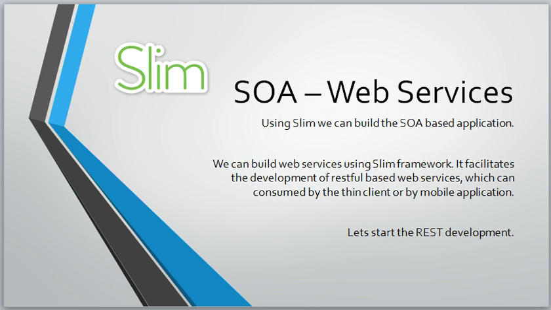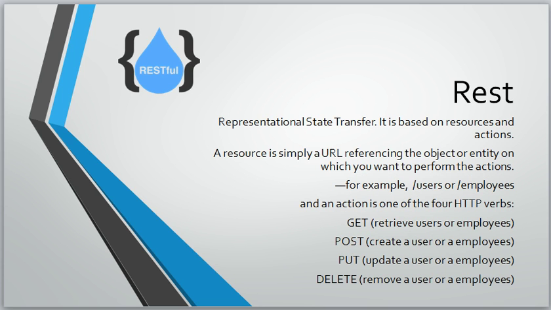Let's understand REST, Representational State Transfer. REST differs from SOAP in that it is based on resources and actions, rather than on methods and data types. A resource is simply a URL referencing the object or entity on which you want to perform the actions. For example, /users or /employees. And an action is one of the 4 HTTP verbs. GET, retrieve users or employees. POST, create a user or an employee. PUT, update a user or an employee. DELETE, remove the user or an employee.